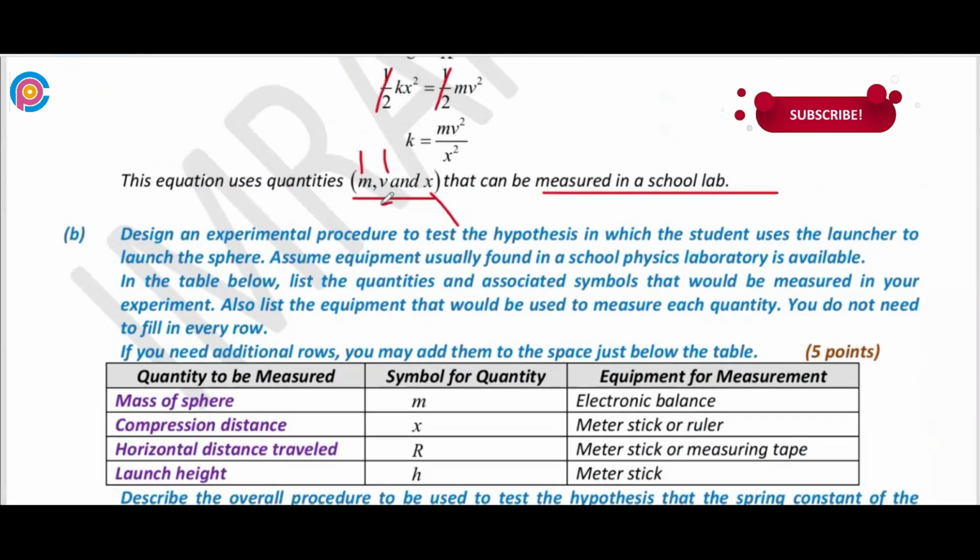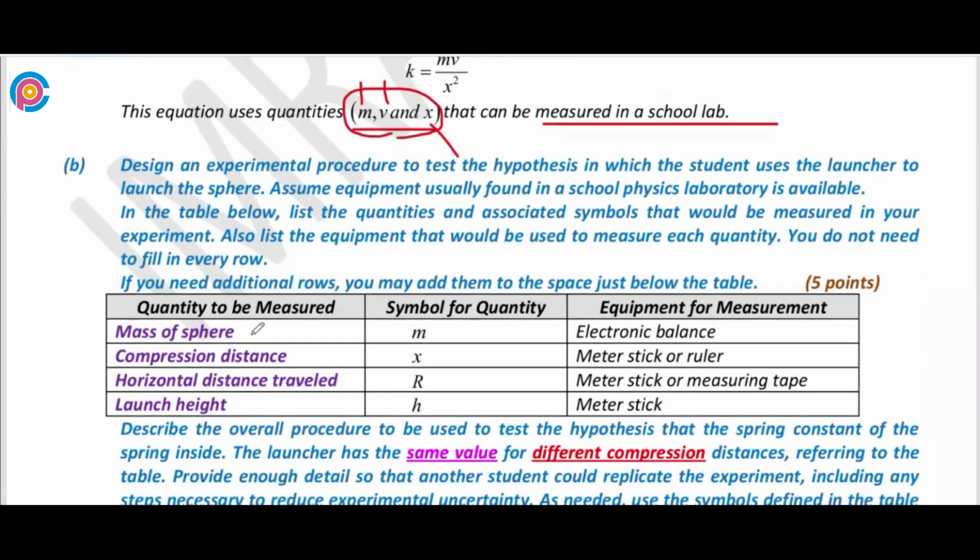As we know, we have to measure the mass, velocity, and the position. So, for the mass of the sphere, which we measure first of all, the symbol is m. We use an electronic balance to measure the mass. Now, for the compression distance, how much the spring has been compressed, we use the symbol x, and a meter stick or ruler is used to measure the compression of the spring.